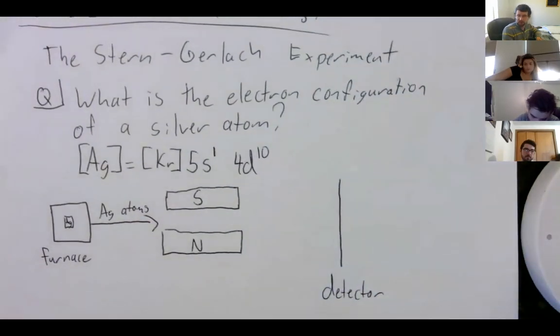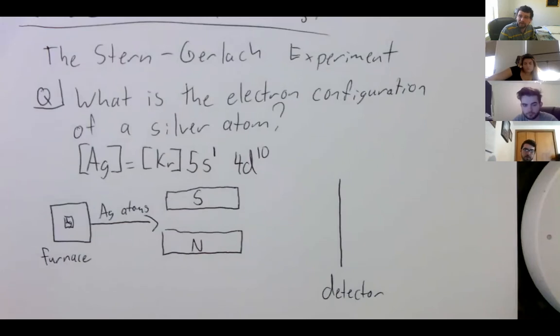And they had a detector on the end. Now, can you speculate what happened when they turned this magnet on and they fired these silver particles through? Actually, for the detector, they used a sheet of paper. They picked silver because you could see the silver atoms hit, and it was an easy way to detect that they were there.